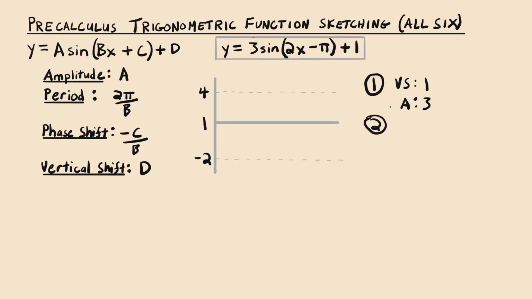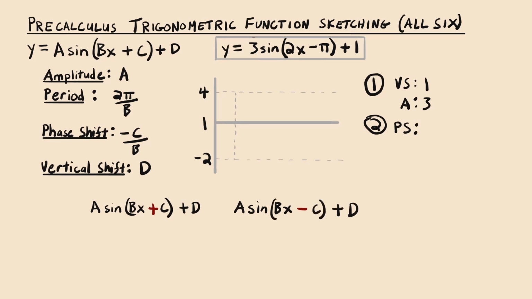Your next step is to find the phase shift. The phase shift represents the horizontal start point of the graph. Now, there's a bit of controversy regarding the phase shift because different textbooks teach different things. So for example, you might see bx plus c, in which case your phase shift is negative c over b. Or you might see bx minus c, in which case your phase shift is positive c over b.